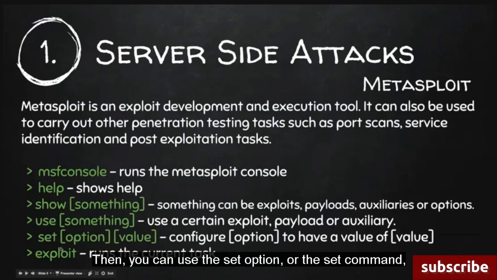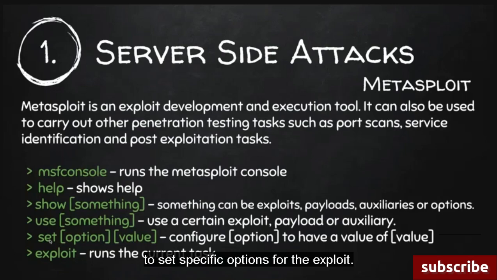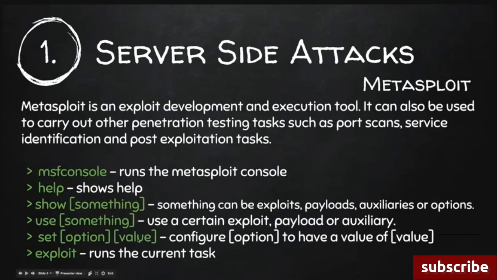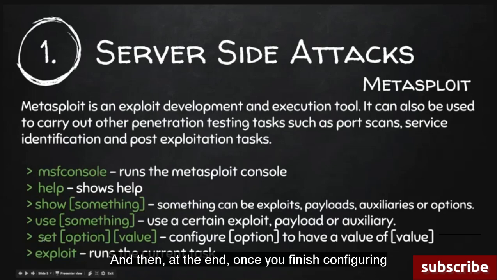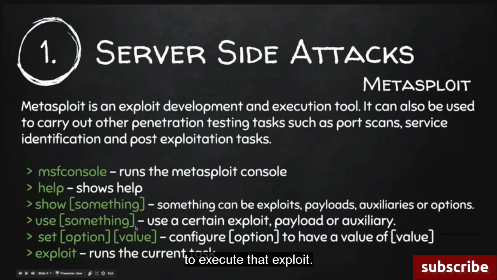Then you can use the set command to set specific options for the exploit. For example, if you wanted to set the IP address of your target, you set the IP and then put the value of the IP that you want to set it to. And then at the end, once you finish configuring your exploit, you can type in exploit to execute that exploit.